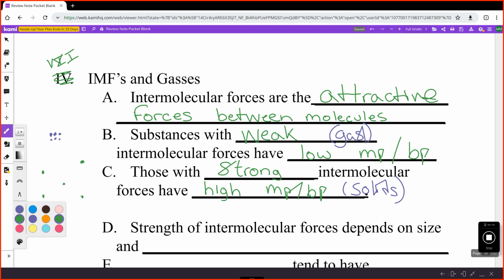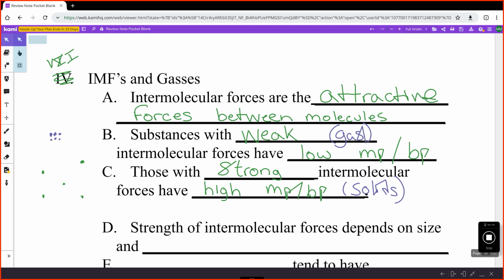Obviously, temperature plays a factor in here too. More temperature, more energy. But generally speaking, when you're talking STP, the strength of the intermolecular force can really be determined by the phase of matter that substance has. Okay, so that's kind of a quick general overview.